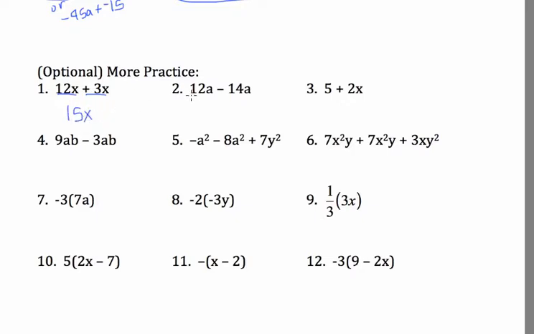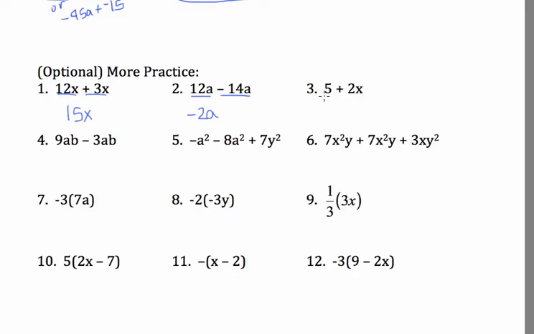Number 2, I have two terms here, 12a and negative 14a. They are like terms, I can add them. Positive 12 and a negative 14. Think money, win 12, lose 14, I'm 2 in the hole, negative 2a.